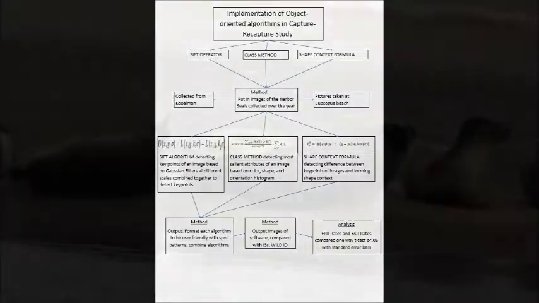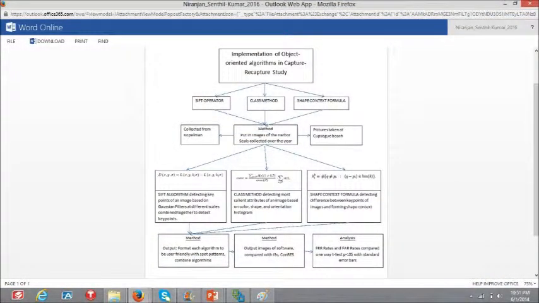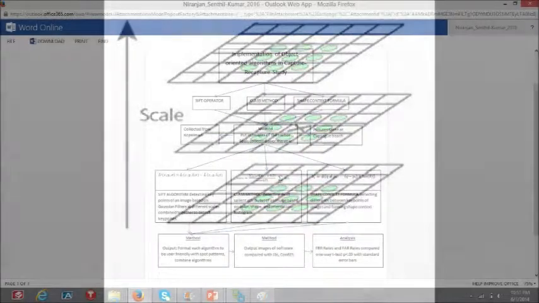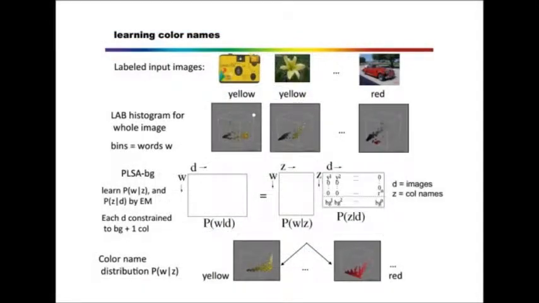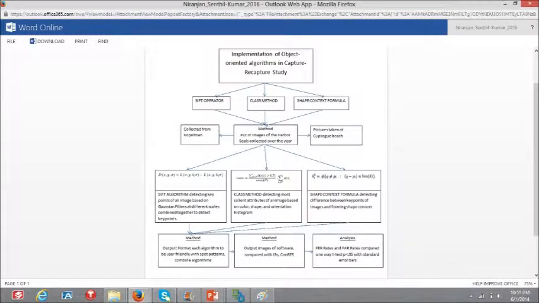The new modified software will be based on 3 algorithms that are key in each software. The first is the SIFT algorithm, which detects the key points of an image based on Gaussian filters at different scales combined together to detect key points. The next formula is with the class method, which detects the most salient attributes of an image based on color histograms. This was shown before with the color histogram being produced in the class method.